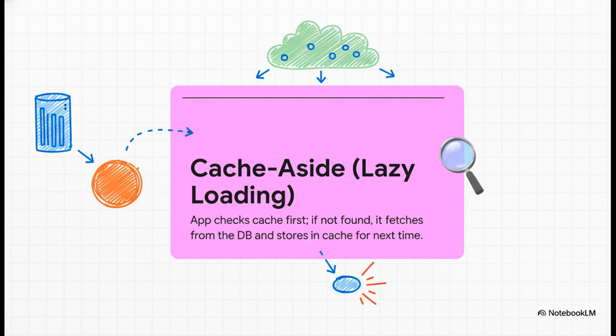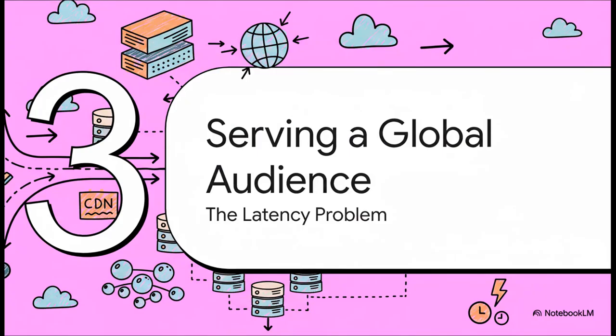Just think of it as lazy loading. The logic is super straightforward. First, your app asks the cache, hey, do you have this data? If the cache says no, that's called a cache miss. Then, and only then, does the app go to the database. It grabs the data, and here's the crucial part. It puts that data into the cache before sending it back. Why? So the next time anyone asks for it, boom, it's right there waiting. Okay, awesome. We've protected our database.